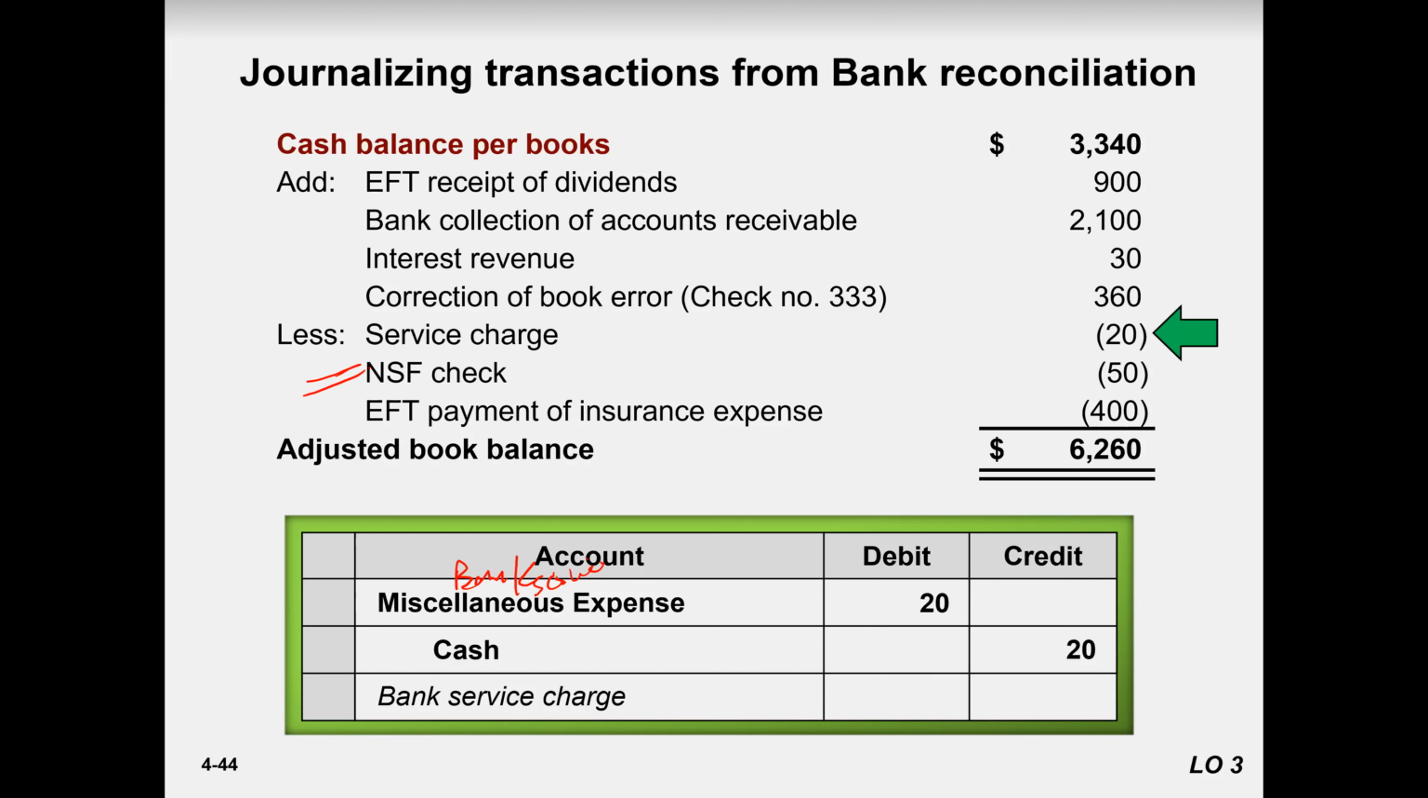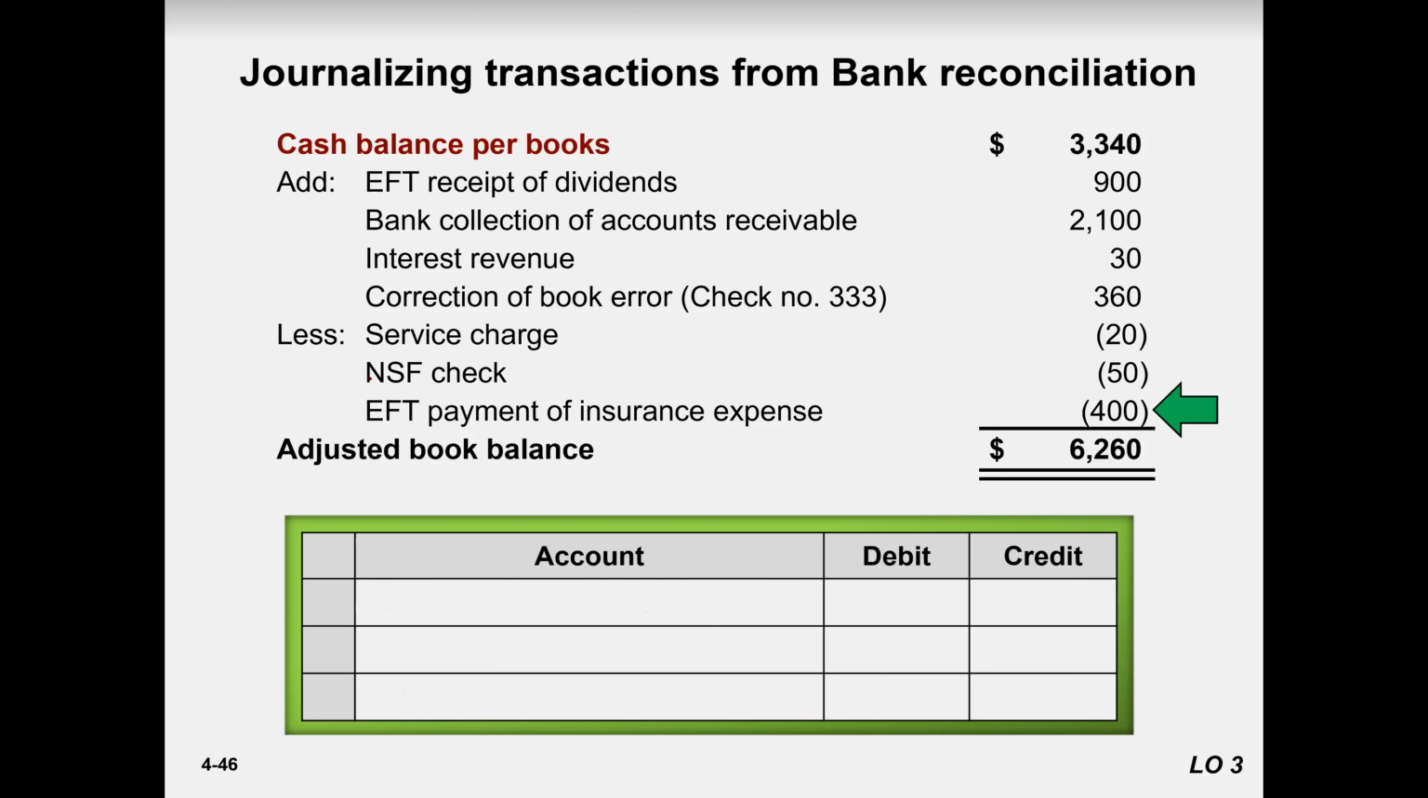NSF check, which means customer paid you and his check is now bounced. When customer pay you, you write down cash to account receivable, 50/50. But now cash is bounced, cash is not received, you make a reverse entry, account receivable to cash, 50/50. Right? Electronic funds transfer payment of insurance expense to cash.